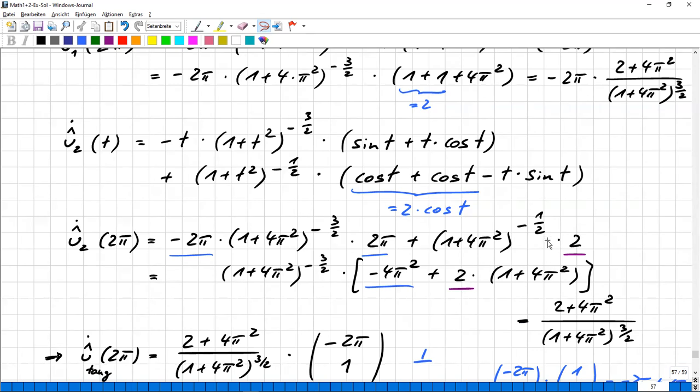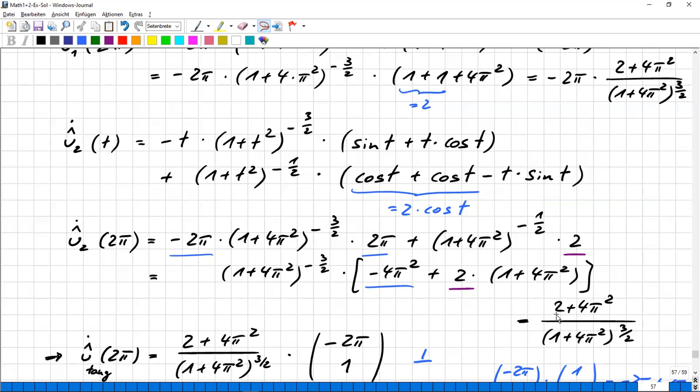So everything's correct now. It's possible now to put it in fractional form again, 1 plus 4 pi squared in parentheses power 3/2. And what remains in the denominator, look here in the numerator, it's negative 4 pi squared plus 2 times 4 pi squared here. Okay, so it's 8 pi squared minus 4 pi squared, which is positive 4 pi squared, and also plus 2 times 1 plus 2. So I know it's really a hard task this time, okay?